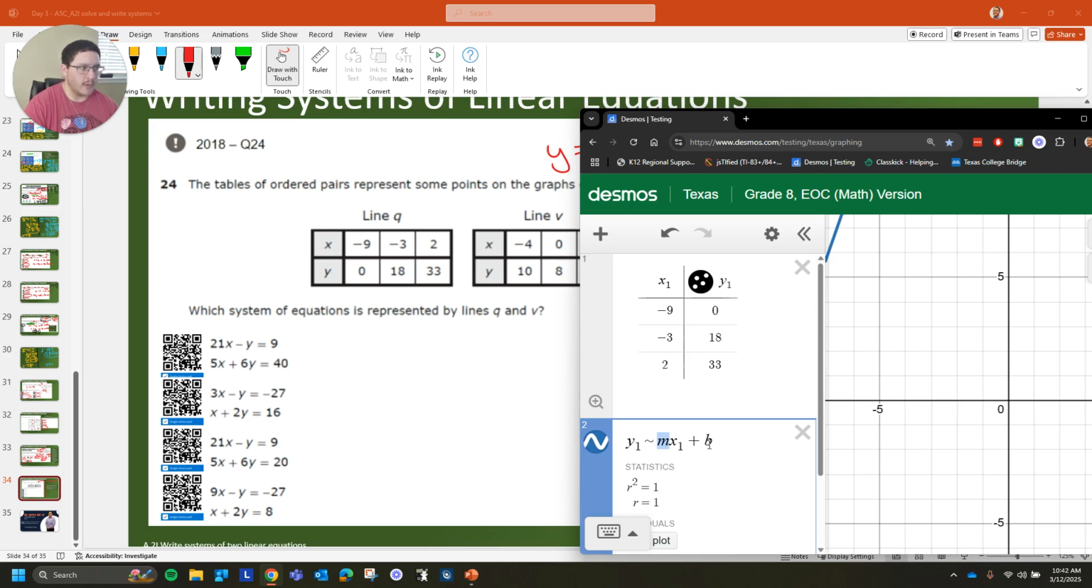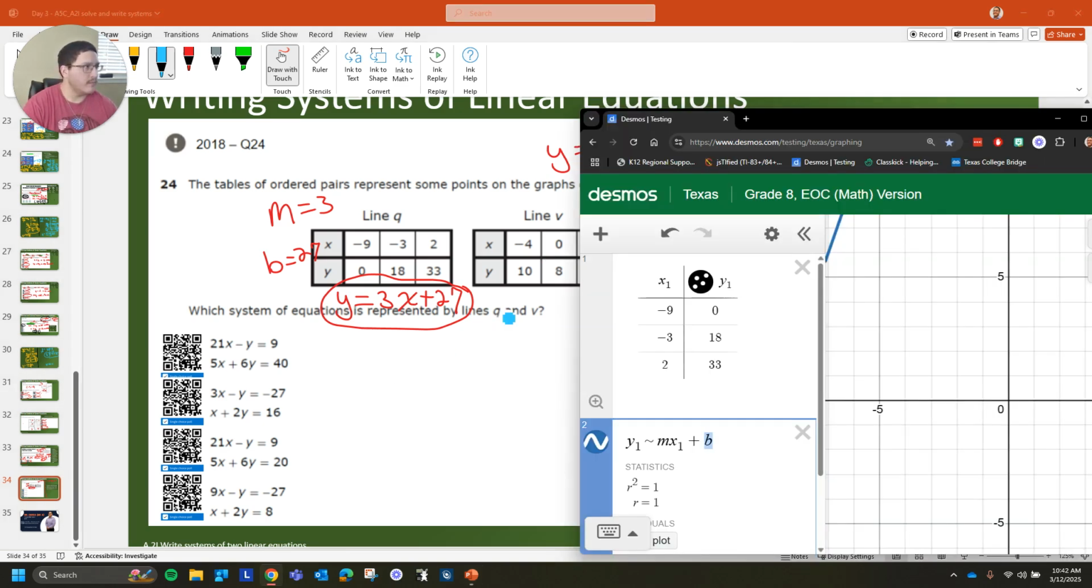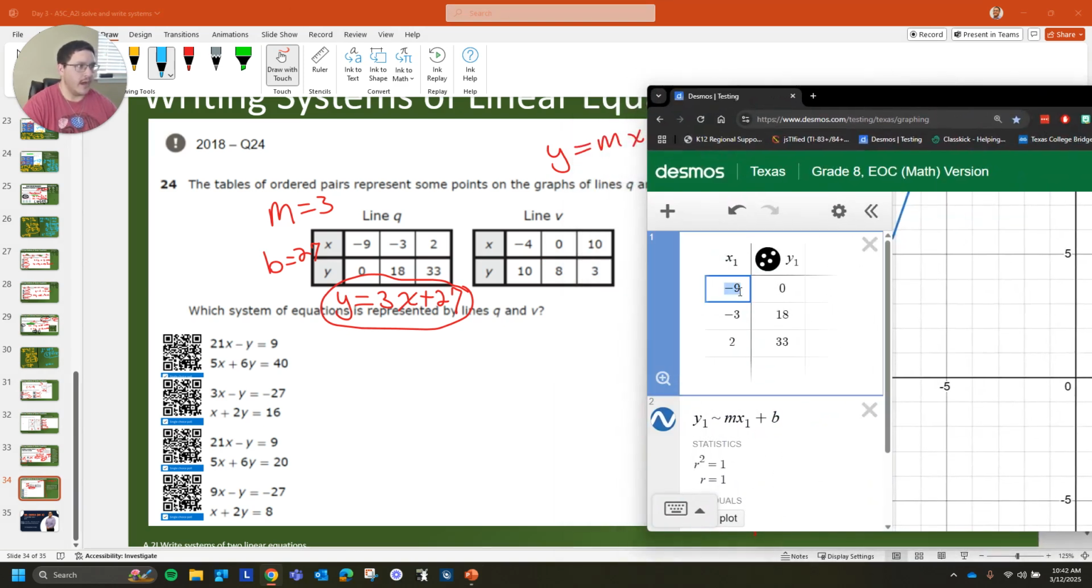So based off of that, we're going to replace the m and the b. M is 3, b is 27. So for this one, y equals 3x plus 27. So there's our first equation. Okay, now for the second one, for line V, we're going to go back to Desmos. I'm going to enter different values for x and y. So x is -4.